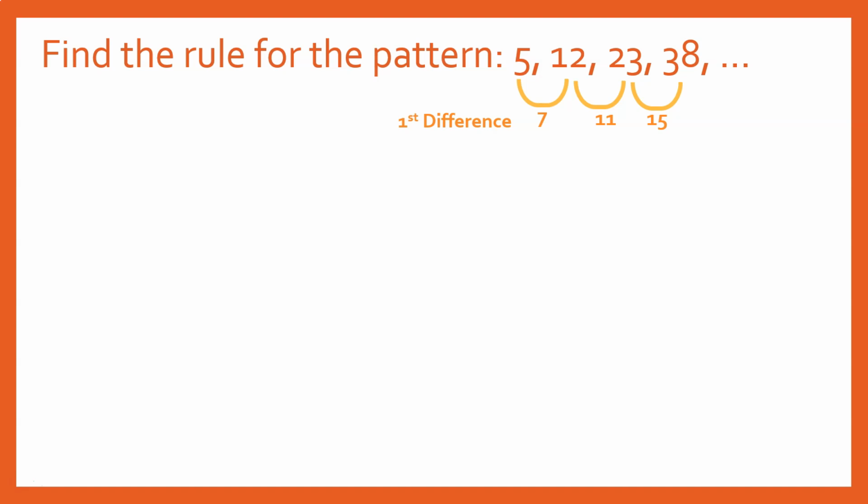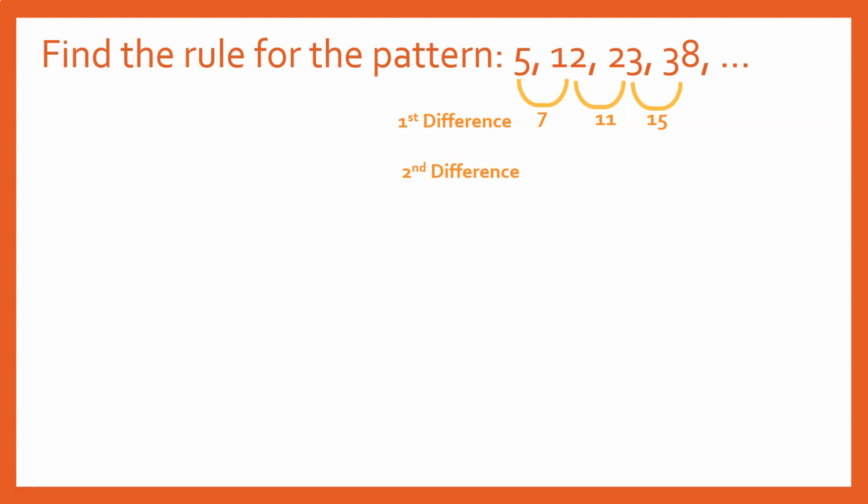So straight away, looking at that, we can see that the differences aren't the same between the terms. That means it's not going to be like our regular linear pattern, and so the rule is going to be a little more complex. Now, let's have a look at the differences of those differences, so the second difference.